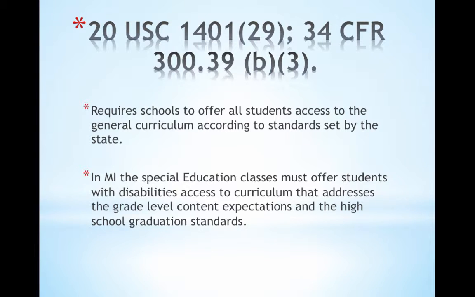The 20 U.S.C. 1401-29 and the 34 CFR 300.9 require schools to offer all students access to the general curriculum according to standards set by the state. In Michigan, special education classes must offer students with disabilities access to curriculum that addresses the grade level content expectations.